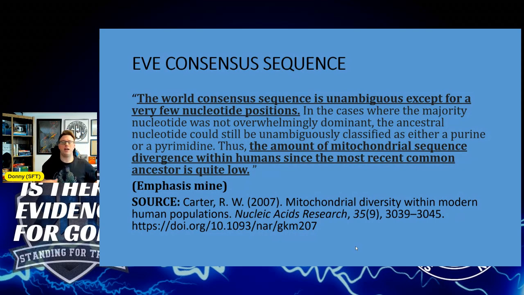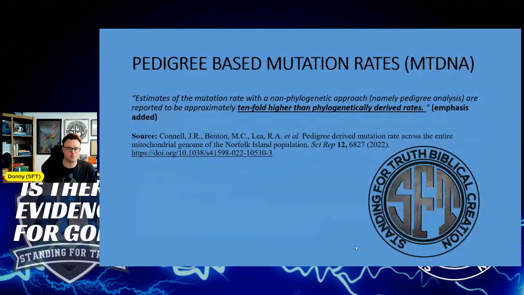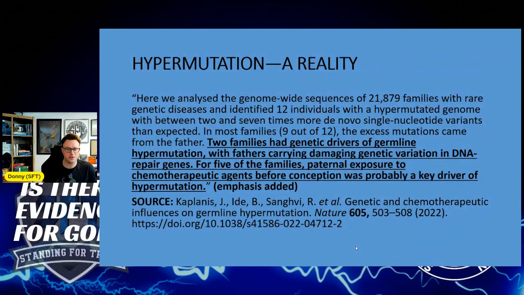We also know that the rate of mitochondrial DNA mutations is variable within people. It's approximately 0.1 to 0.5 per generation. And that's very high considering how small the mitochondrial DNA compartment is. The Y chromosome is a lot larger than your mitochondrial genome, and the mutation rate is about 3 per generation. But both compartments have very low variation. And so right here, a couple papers, pedigree-based mutation rates, 10-fold higher than phylogenetically derived rates.